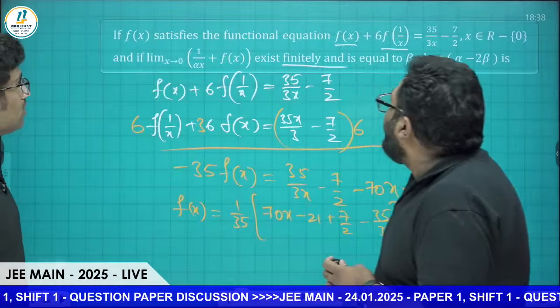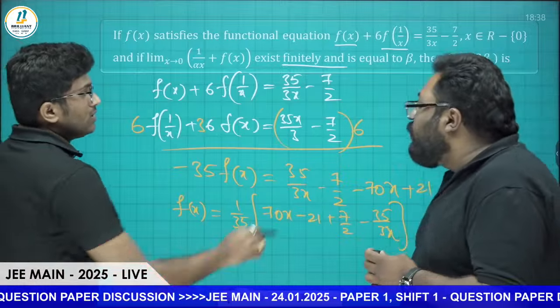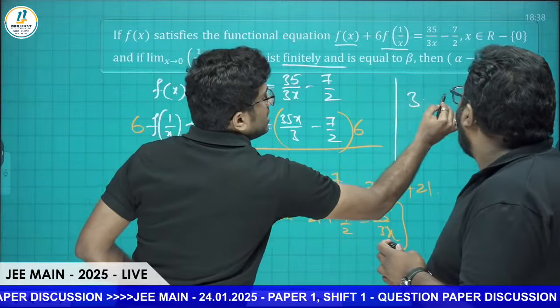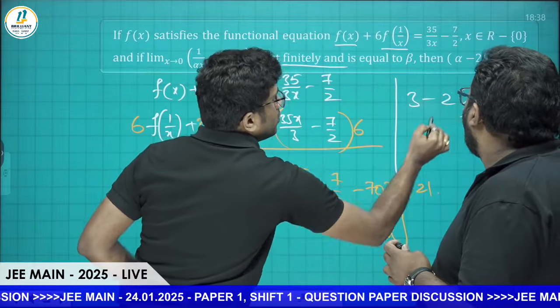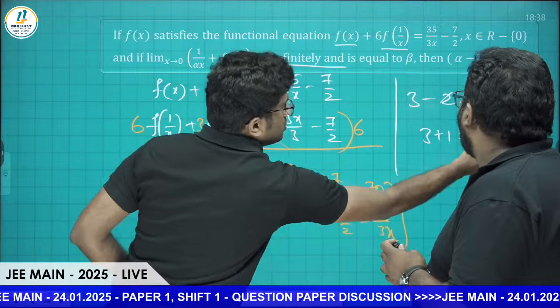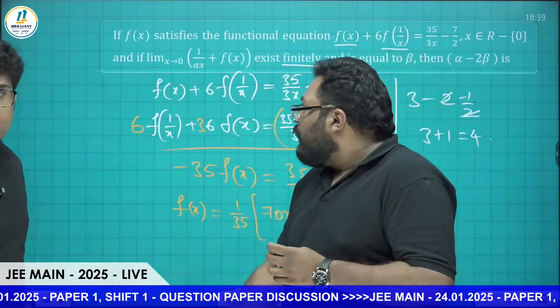And what is the value that we need over here? Alpha minus 2 beta. So 3 minus 2 times minus 1 by 2, which is 3 plus 1, which equals 4. This is the value they are asking us to find.